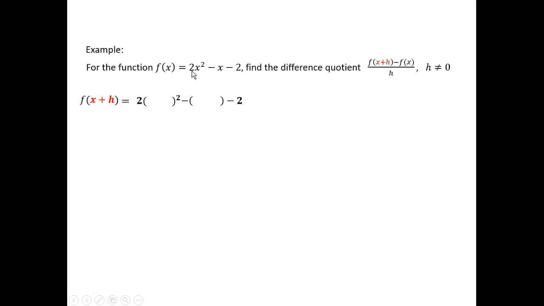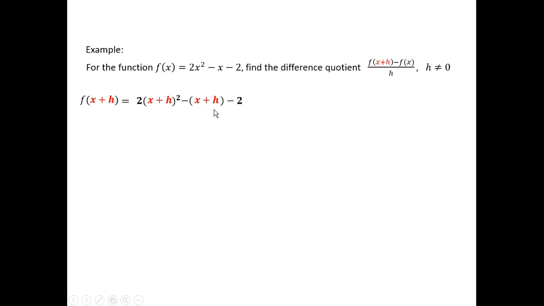So I have 2 parentheses, that's where my x is located, squared, minus, I have another x in this expression, so I need parentheses for that as well, and then I bring down my minus 2. Now what goes inside of the parentheses? It's the x plus h. So I rewrite this by placing my x plus h inside of parentheses.